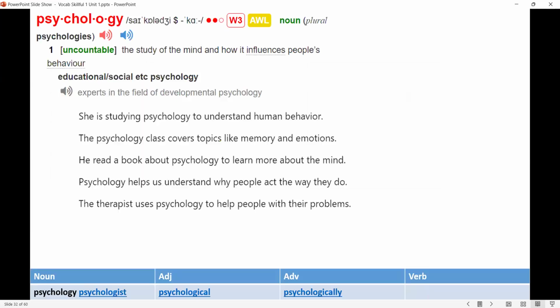Page 15. Psychology. I just explained psychology a few slides back, just a repetition. Psychology is the study of the mind. The therapist uses psychology to help people with their problems. Psychology helps us understand why people act the way they do.